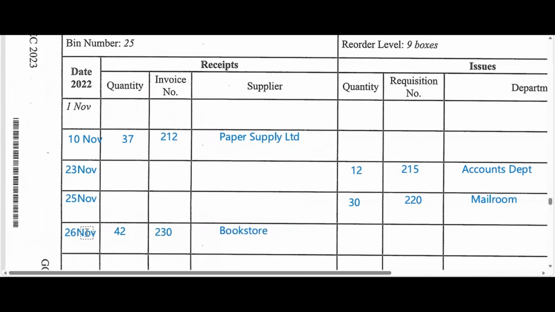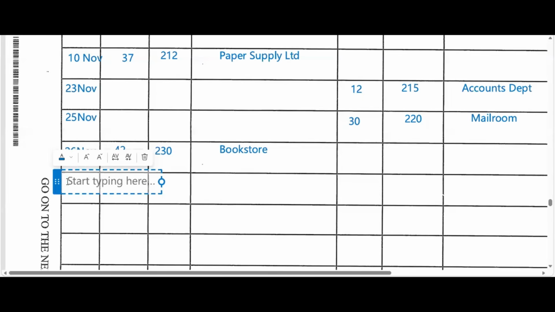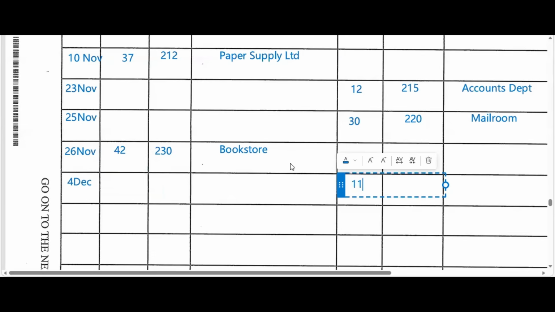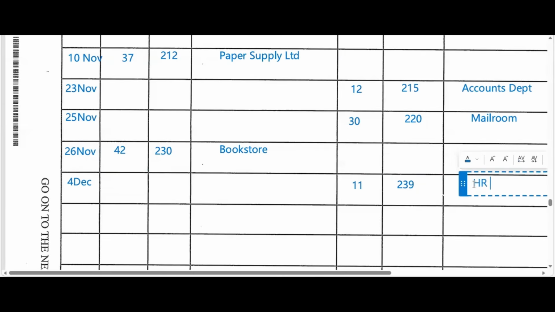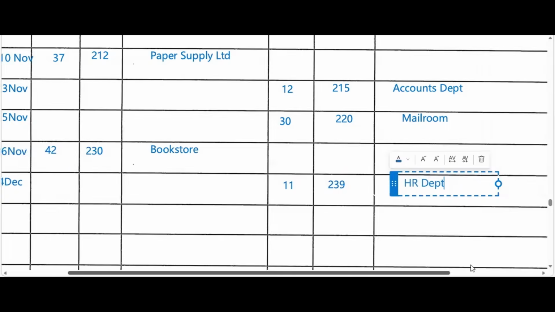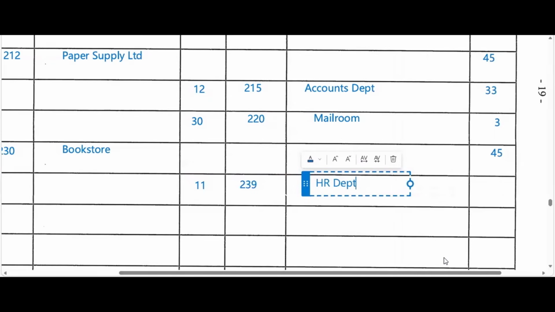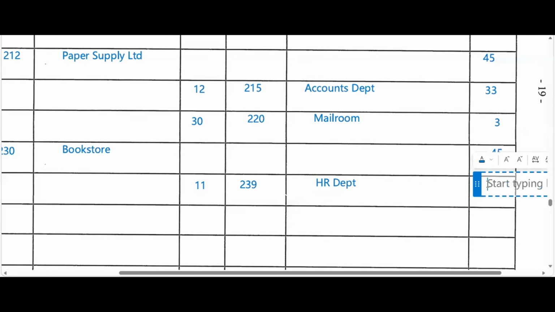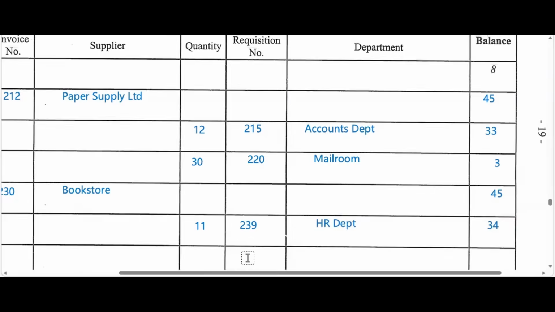And the last entry is the 4th of December, where we issued 11 white letter size paper. The requisition number 239. HR department, we would have issued that to the HR department, right? So 45 minus 11 is 34. All right, and that's it. That is it.